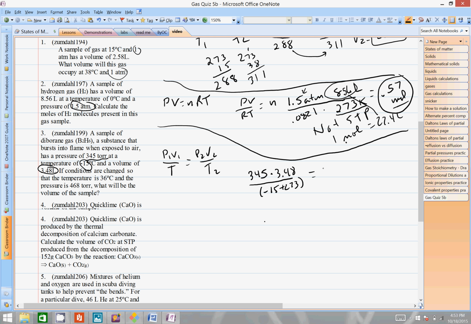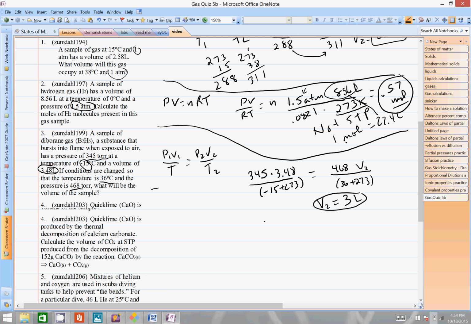Equals, and then we get the new conditions of 468 torr, temperature of 36, so 36 plus 273, and then we're looking for the new volume. This volume, V2, should be right around 3, I do believe. Okay, I accepted answers for anywhere from 2.8 up to 3. That's pretty close.